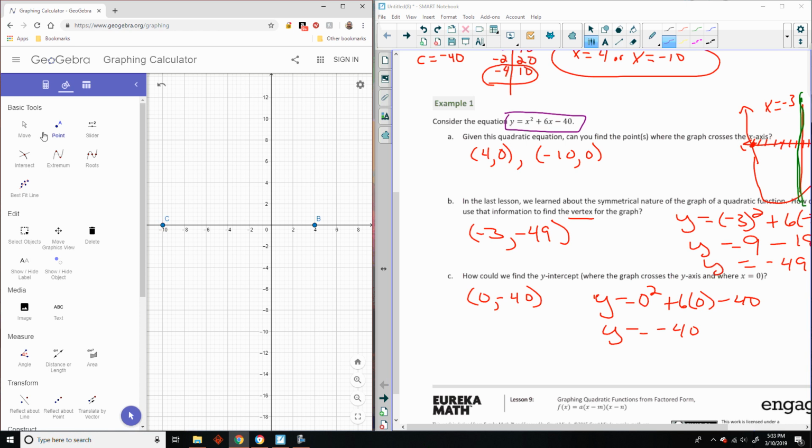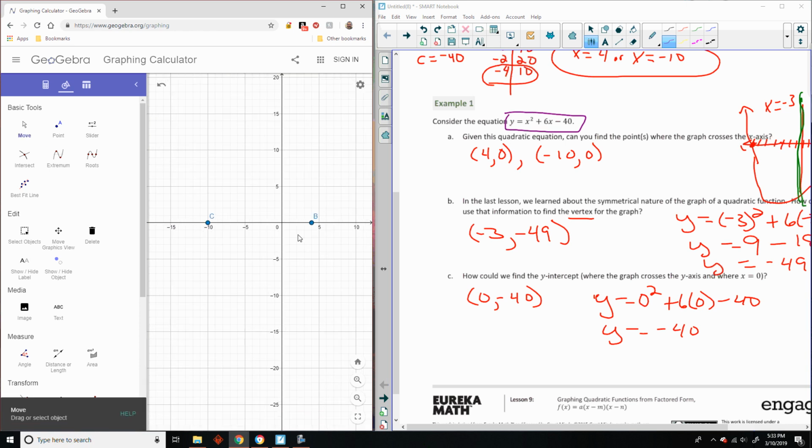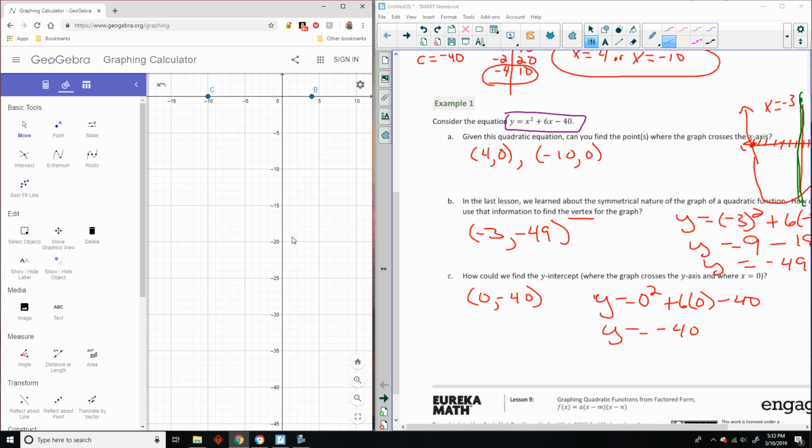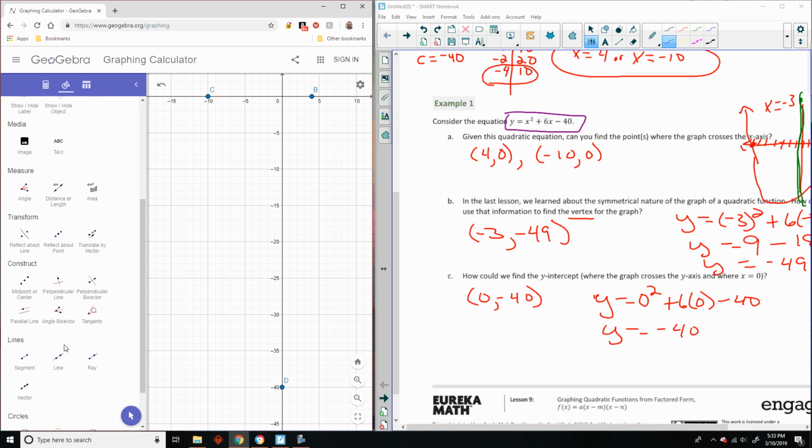And if I zoom way out, I want to see negative 40. I know that 0 comma negative 40 is on the graph, so I'm going to plot that point right here. So there's 1, 2, 3 points. I want to graph a line.